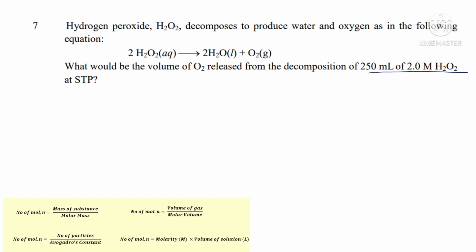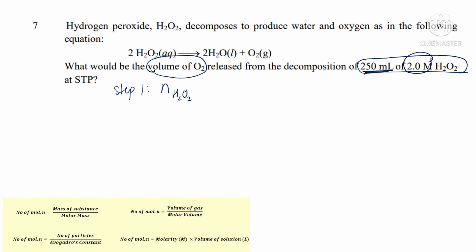For question number 7, there are 3 steps to solve this question because we are given H2O2, hydrogen peroxide, but we want to find oxygen gas. So given A, ask for B. Step number 1, we need to find the number of moles of the one that is given, which is hydrogen peroxide, H2O2. We are given the molarity and also the volume of solution.